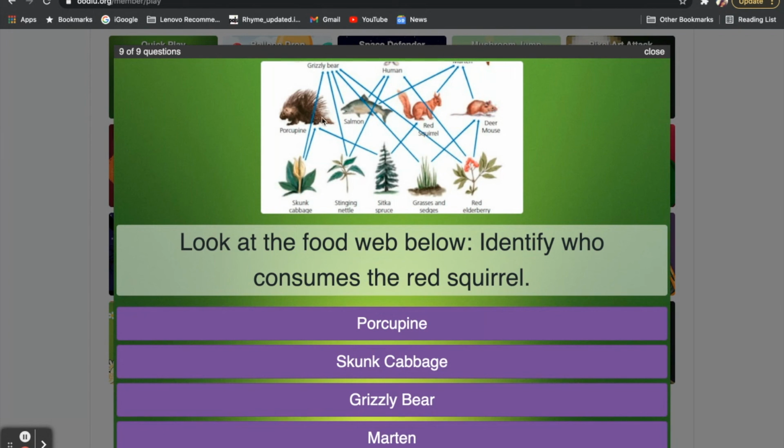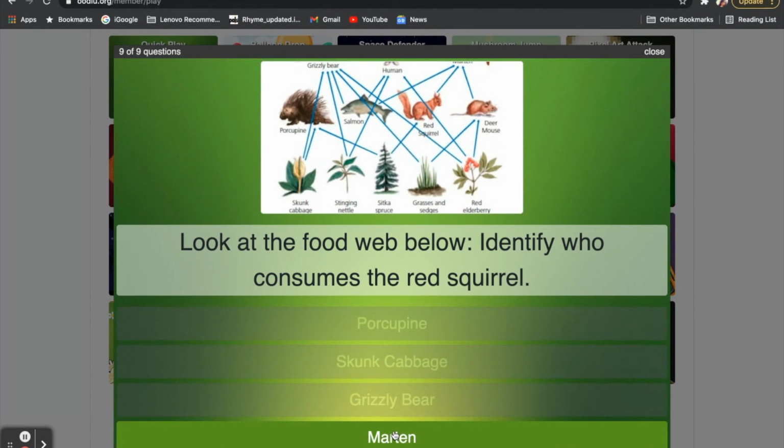It can't be the porcupine. There are no arrows pointing from the red squirrel to a porcupine. And plus, a porcupine is an herbivore. And it can't be a skunk cabbage. The skunk cabbage doesn't need to eat anything. It's the producer. It makes its own food. And it's not the grizzly bear. The grizzly bear has other food that it likes to eat.